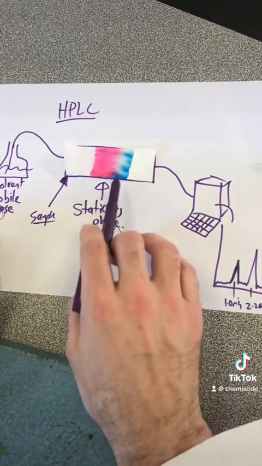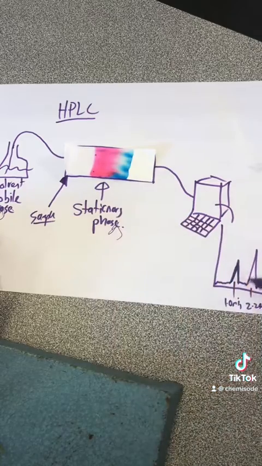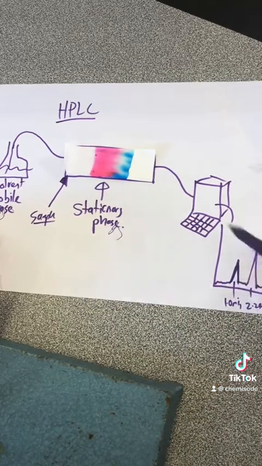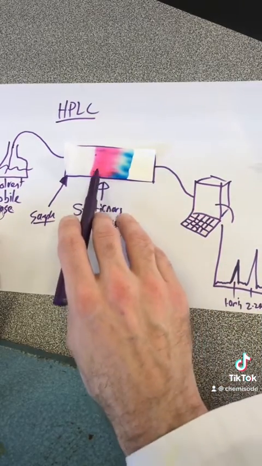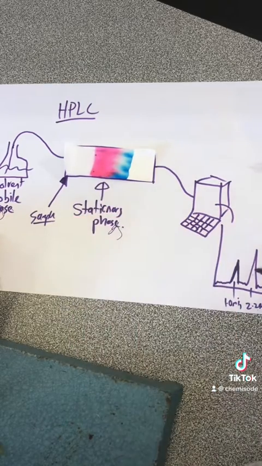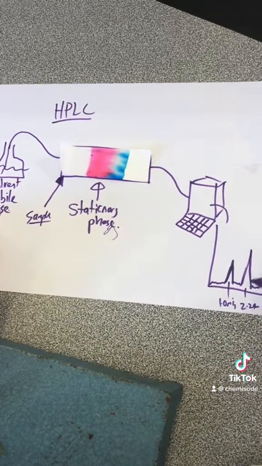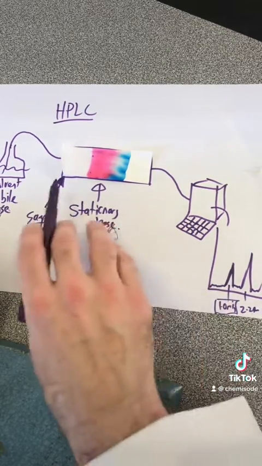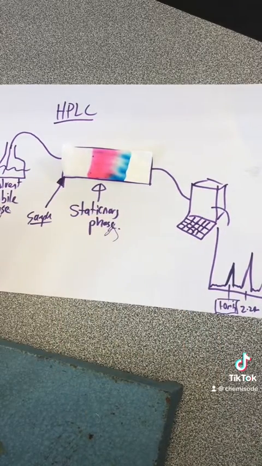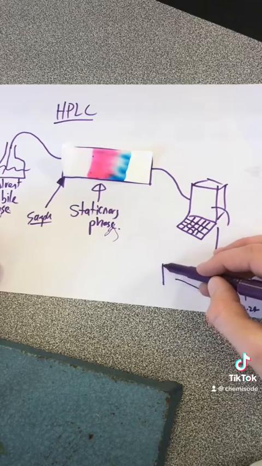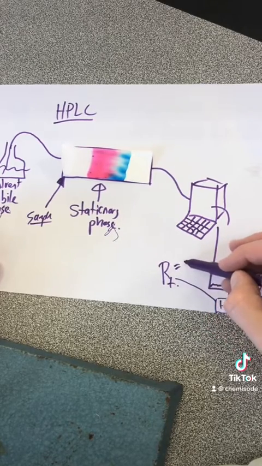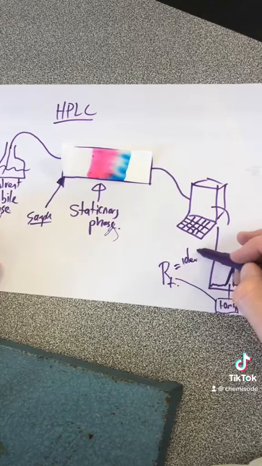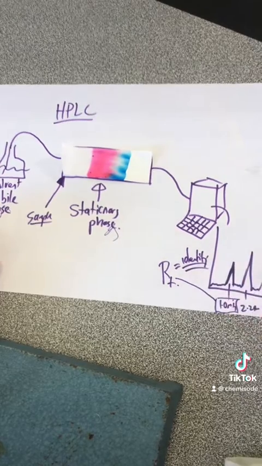So let's say that this blue thing comes through, you end up with a peak for the blue stuff. After a while, all of this pink stuff will come through and you'll end up with another peak for the pink stuff here. The time that it takes to go through our column is pretty much unique for each compound, so therefore it can be used to identify the compound. That's called the RT time, and that is what you use to find the identity of our compounds.